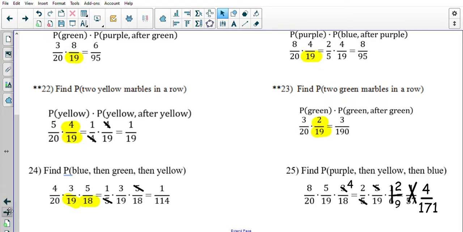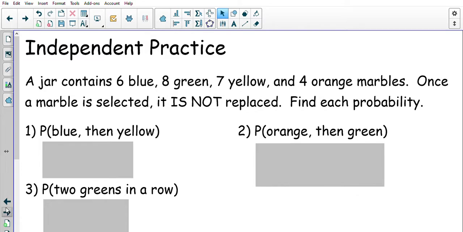Now, I did put in here some independent practice for you with dependent probability. Pause the video, give these 3 questions a try. All right, hopefully you paused the video and completed these three. This is our last set, and then we are done with this video. I know it's getting kind of long here.